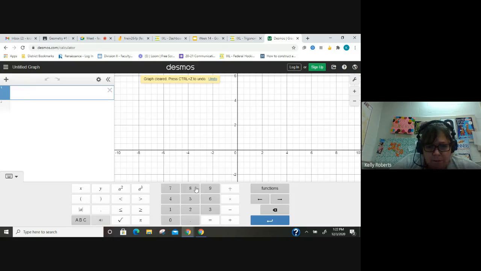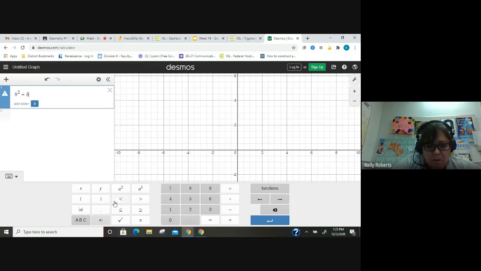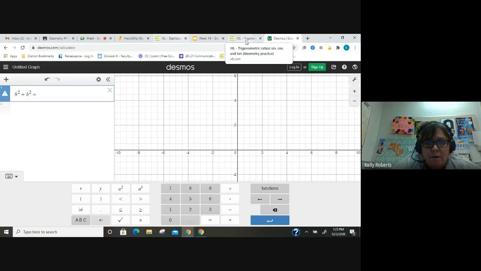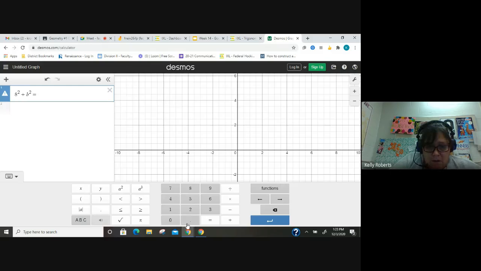8 squared plus b squared equals, what did I say? I forget already. 17. Okay, 17 squared. All right, so that's how I'm going to set it up. Thought that would be faster than trying to write on that Jamboard, but I don't think that was any better.